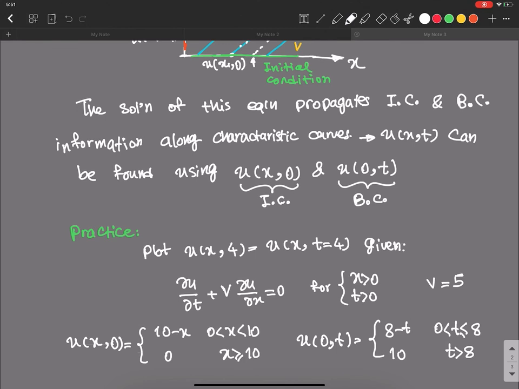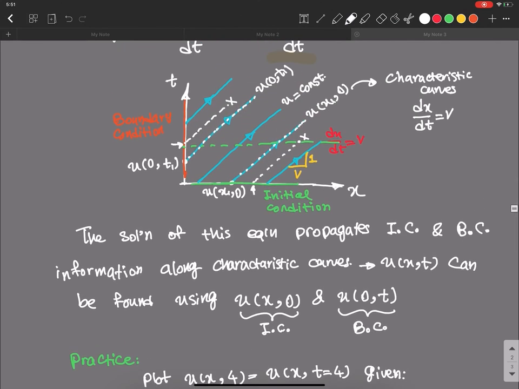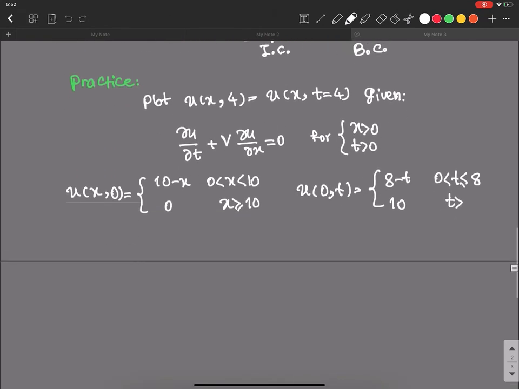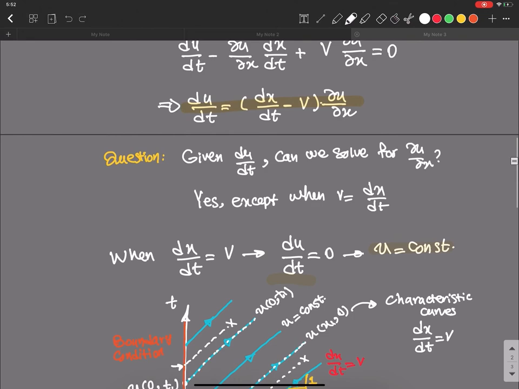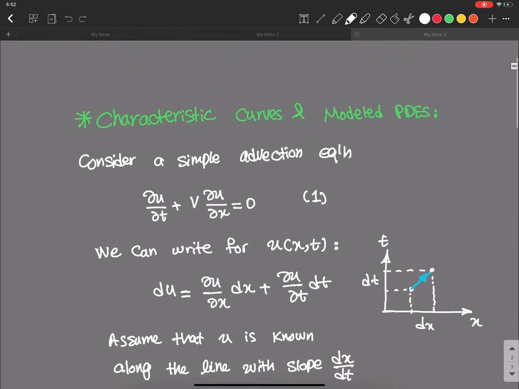And using this, you have to find two regions and then just propagate the solution here to here and the solution here to here. So this was just to give you an idea of what a characteristic curve looks like.